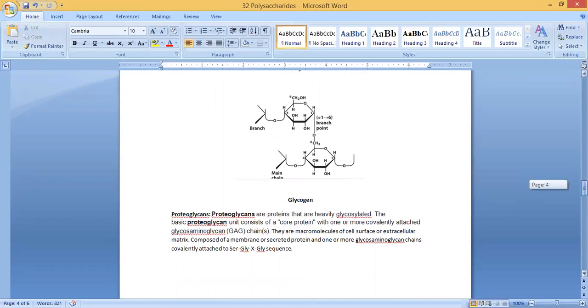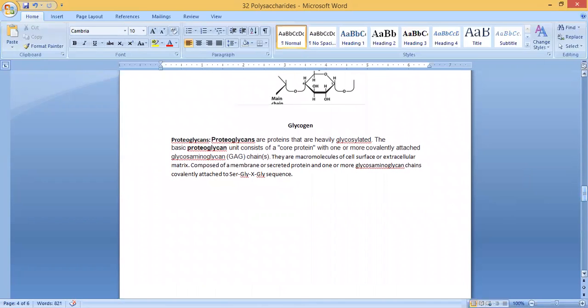Now, proteoglycans are proteins that are heavily glycosylated. The basic proteoglycan unit consists of a core protein with one or more covalently attached glycosaminoglycan (GAG) chains. They are macromolecules of the cell surface or extracellular matrix, composed of a membrane or secreted protein and one or more glycosaminoglycan chains covalently attached to the serine glycine X glycine sequence.